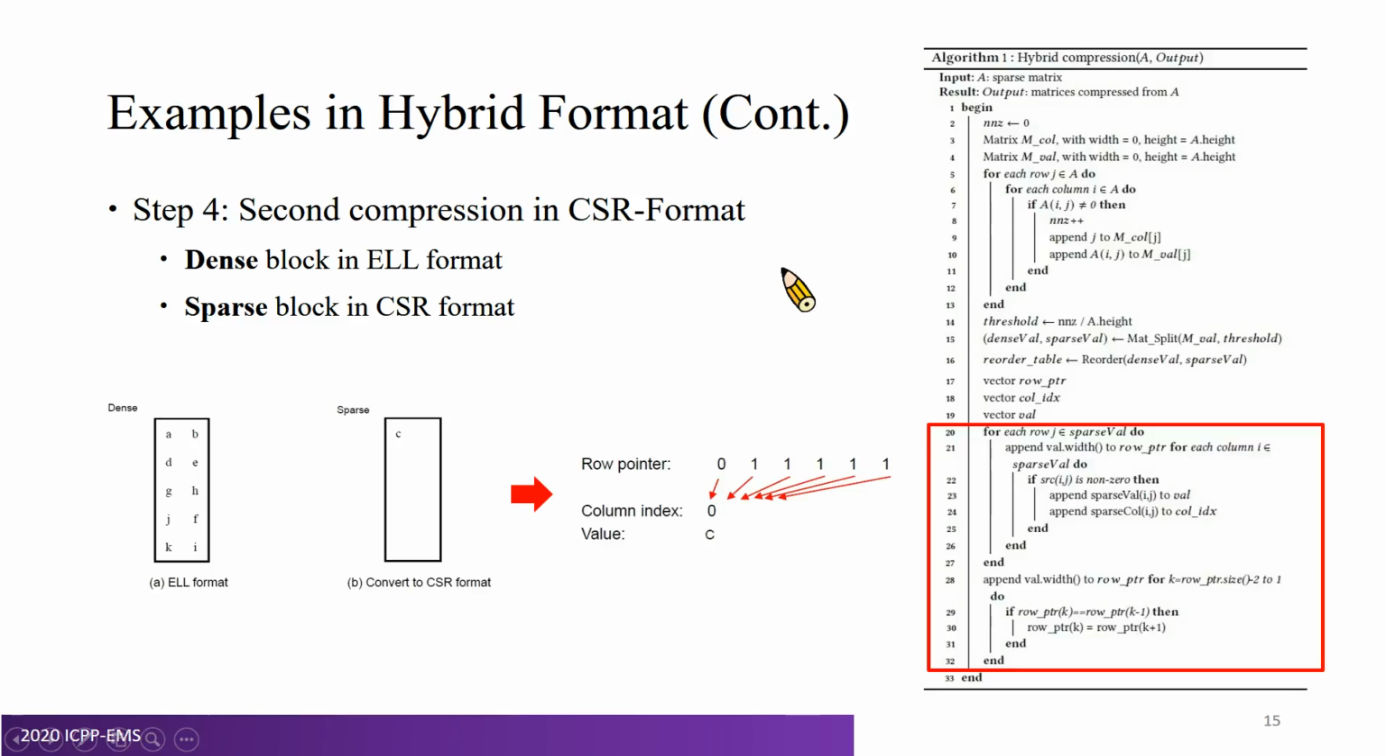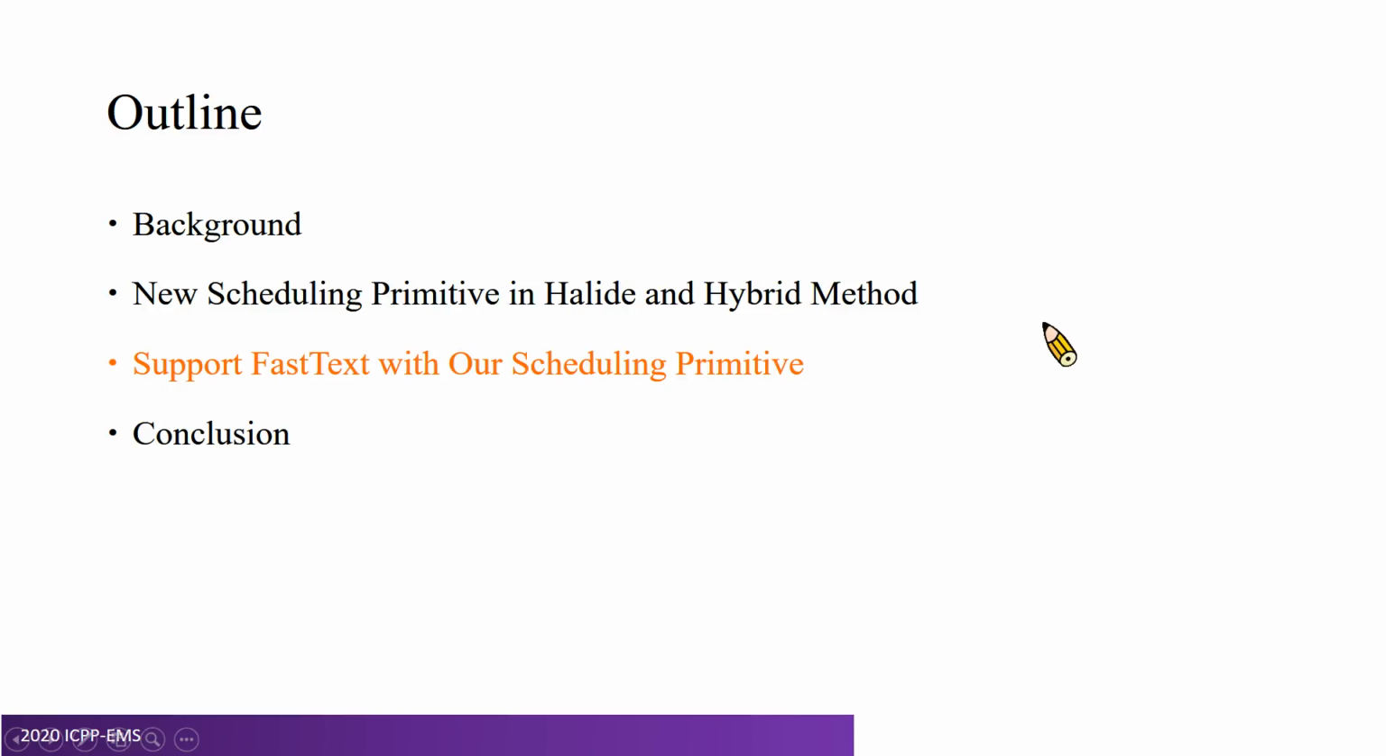In this final step, we compress the sparse block in CSR format. The above is the process of our proposed method. In the third part, we describe how to extend FastText to improve its performance.